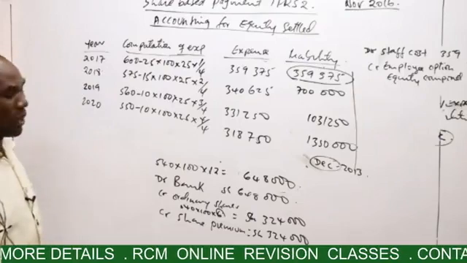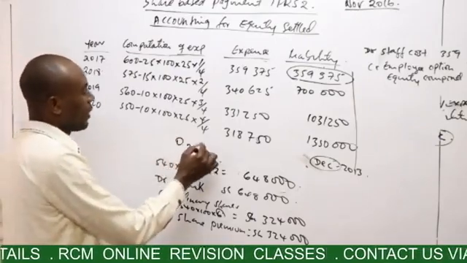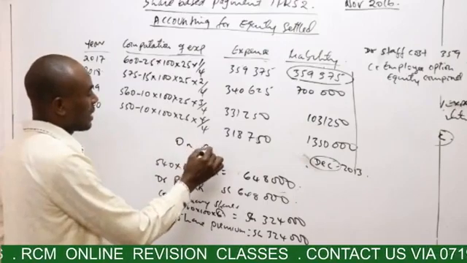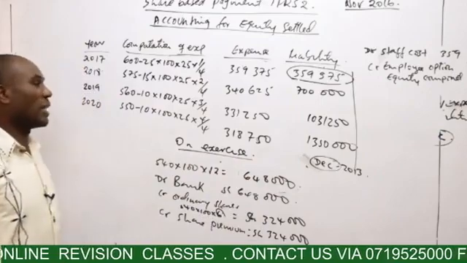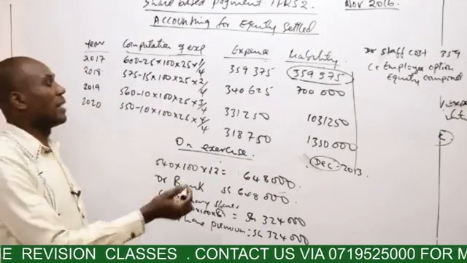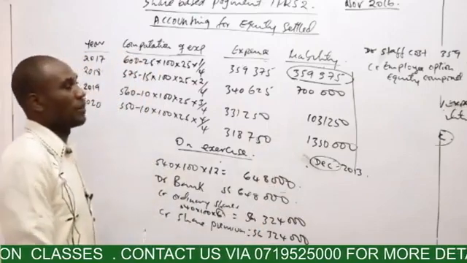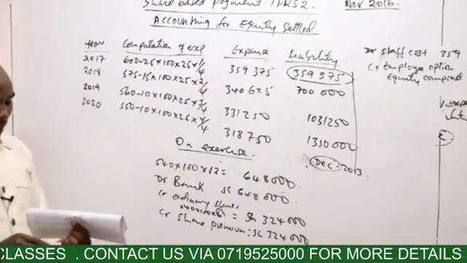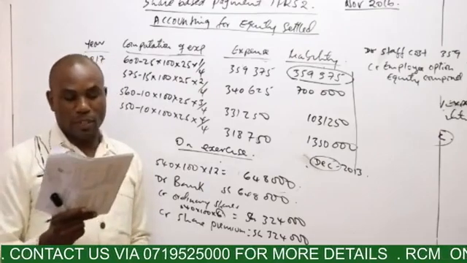That is now on exercise. On exercise, when eligible employees exercise, that is how you treat that one. But now for the expense and liability, there are these ones. Okay, let's write this and see how we do it as we move on.